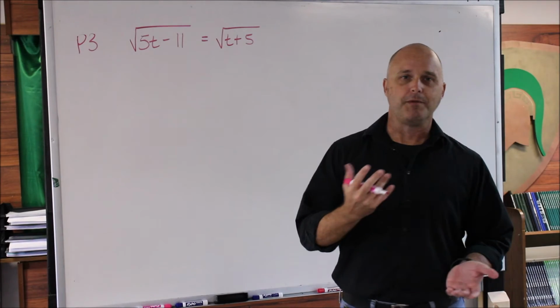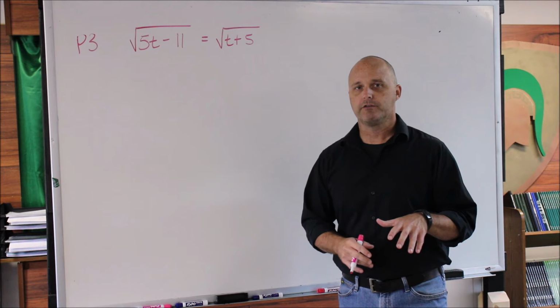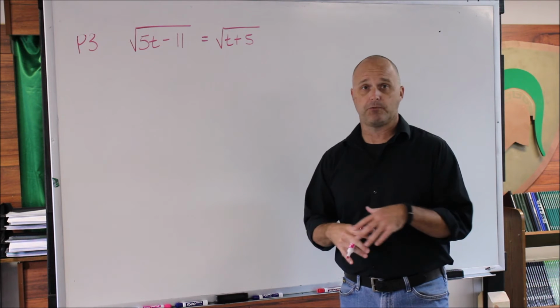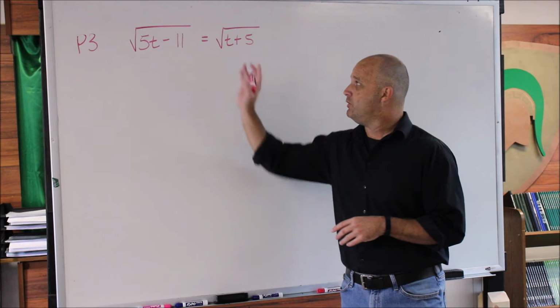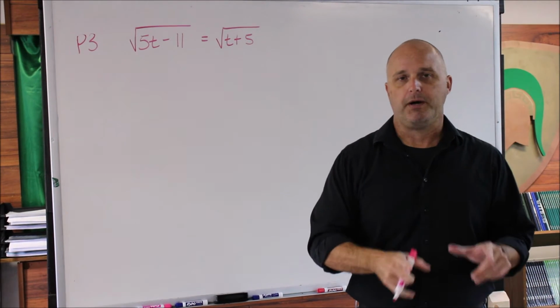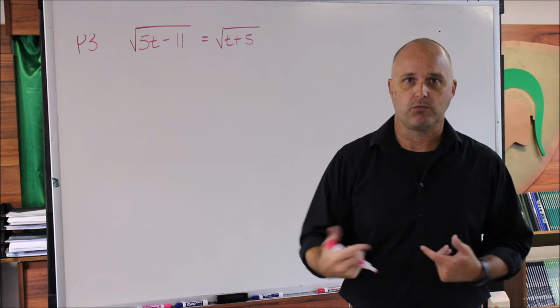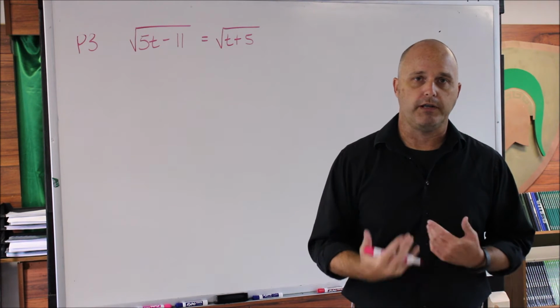All right, so for problem number 3, we've got radicals on both sides of this equation. What we're going to look to do here is to just get rid of these radicals. But whenever you see this setup, you should have alarm bells going off that there's a possibility that your answer or answers may not be the correct ones. These are what we call extraneous solutions.